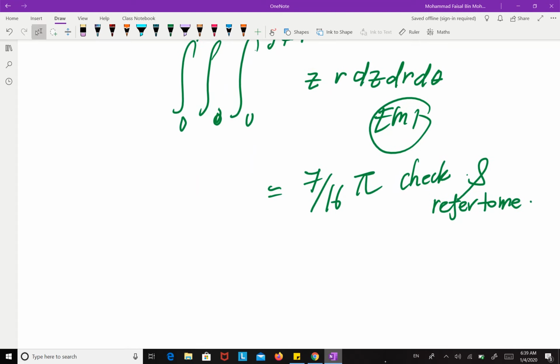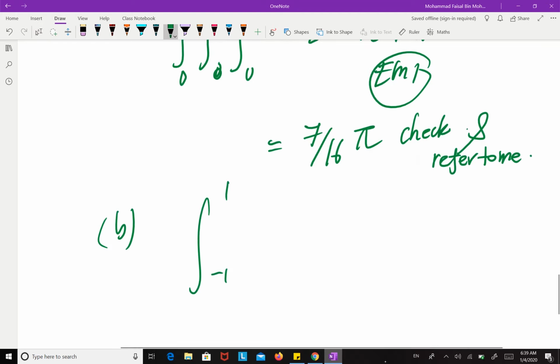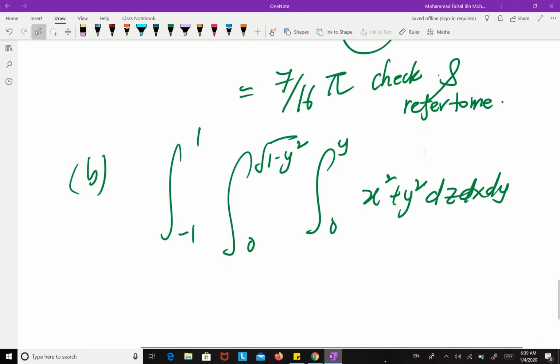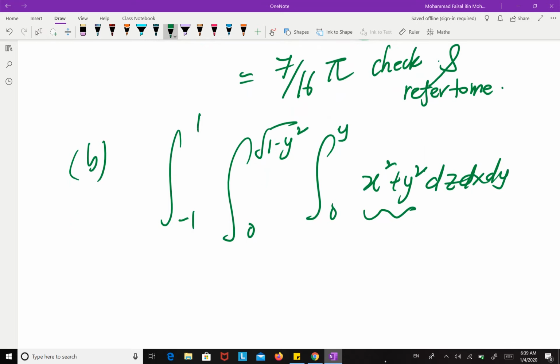Okay, 2b. They already give you the limit, like the minus 1 to 1, and then 0 to the square root of 1 minus y squared, 0 to x, dz dx dy. This is just r squared. Dz will remain, and this is r dr d theta. So this is r cubed dz dr d theta.